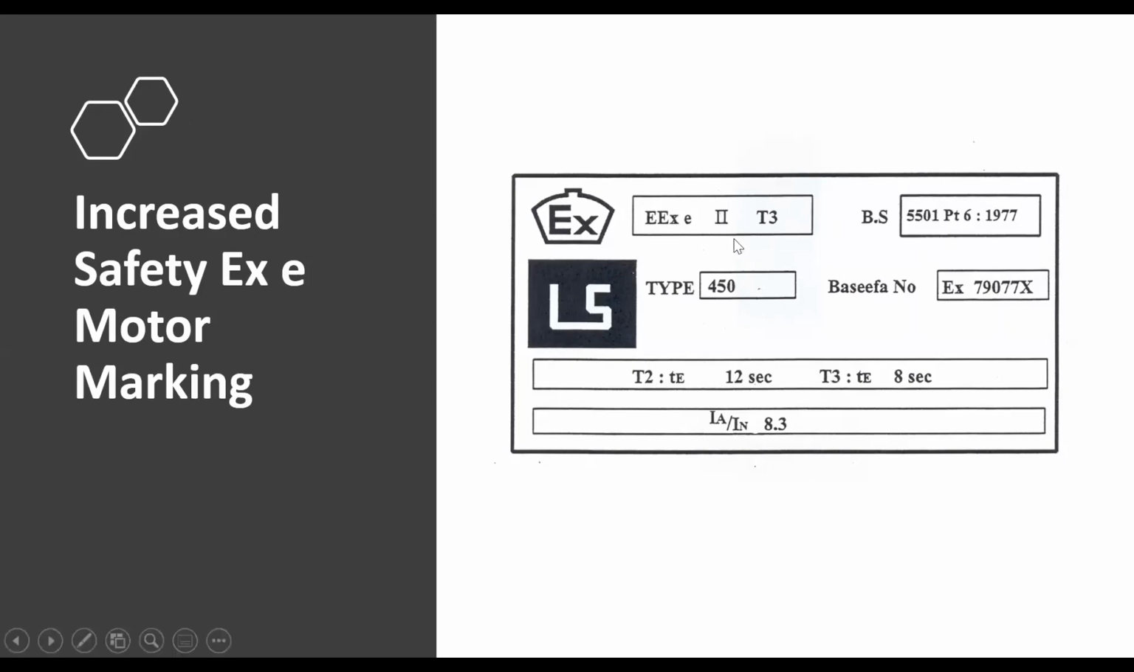So again, we have the T3 here for the temperature. T3 is 200 degrees. Then we have down here the TE time. I'm going into a bit too much detail, but the TE time is how long it would take to reach temperature under locked rotor conditions. So if it was to reach T2, which is 300 degrees, it would take 12 seconds. To reach 200 degrees, it would take 8 seconds.